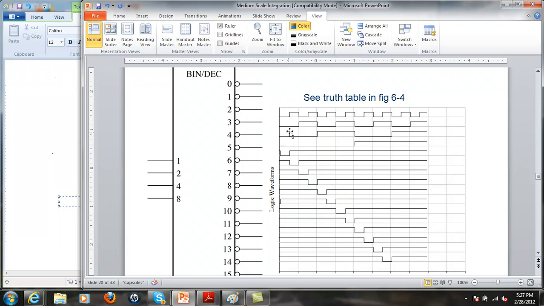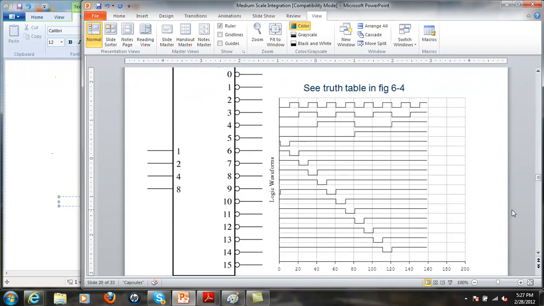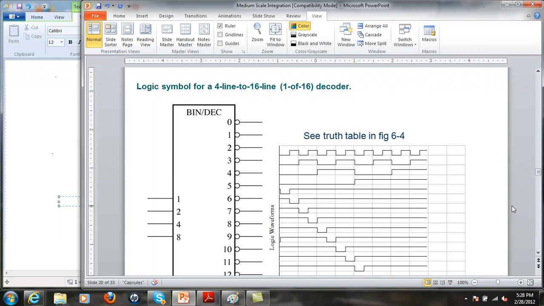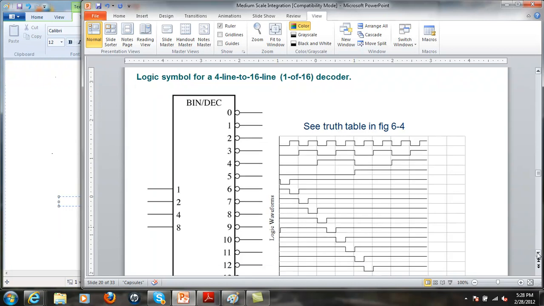So here's my inputs, here are my outputs. So for example, if I do a cross section right through here, this is the number 0, 1, 0, 0, that's the number 2, and I'm getting the output 2 activated. So this is the counting up, these are the outputs. That particular chip is a 74, I don't know what it is, 16-bit decoder. Sorry, 4-bit decoder.